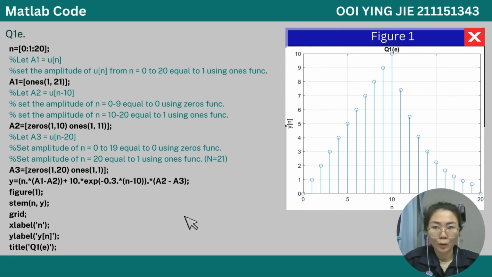Good day, Doctor. I'm going to talk about question 1e. For the MATLAB code, I set n equal to 0 to 20 in intervals of 1. I let a1 equal to u[n], a2 equal to u[n-10], and a3 equal to u[n-20].